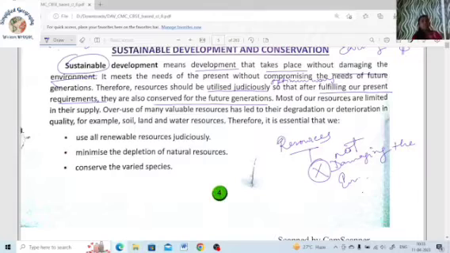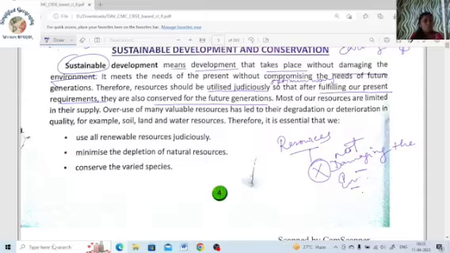So let us come to the word sustainable development. Sustainable development means the development that takes place without damaging the environment. We are using the resources, but in such a manner that the environment won't be damaged, and we are also keeping it for future generations. We are using some, and the rest we are saving for future generations. That is what sustainable development says.